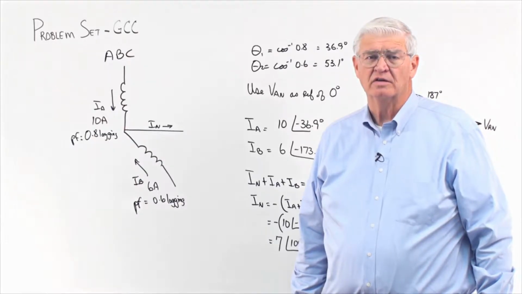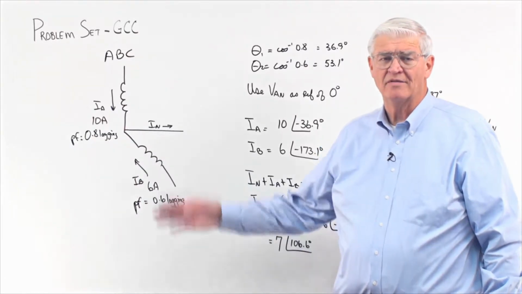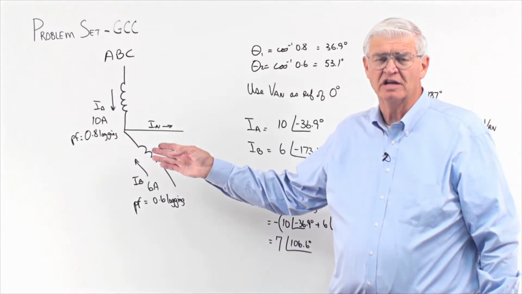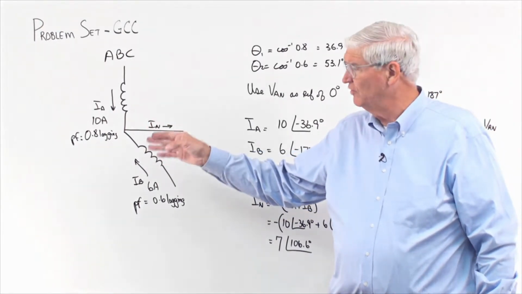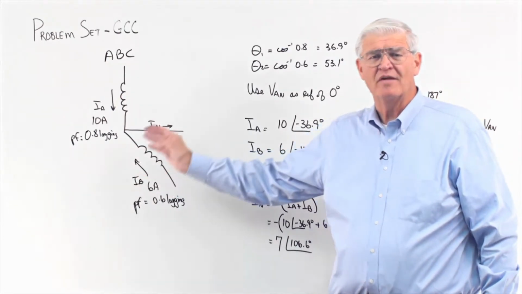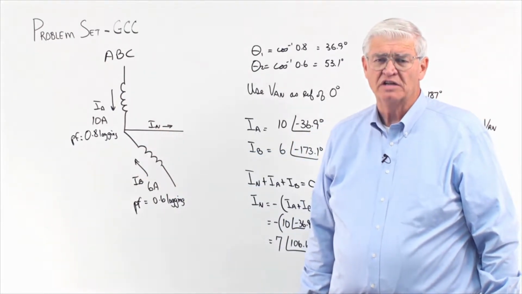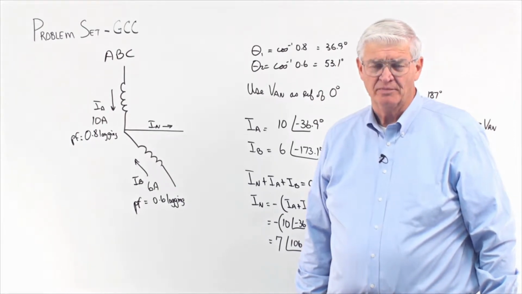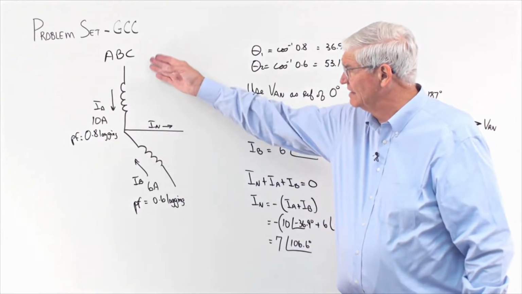Well, let's look at the problem where we have an open phase. We have two conductors, two phases that have load in them, one phase that's open, and we have a neutral. And the question is, what's happening in that neutral? We're going to use ABC phase sequence.